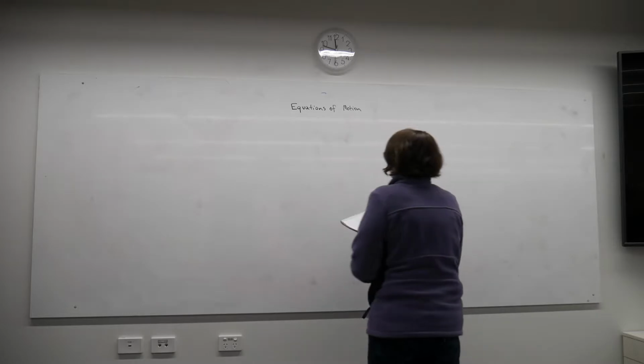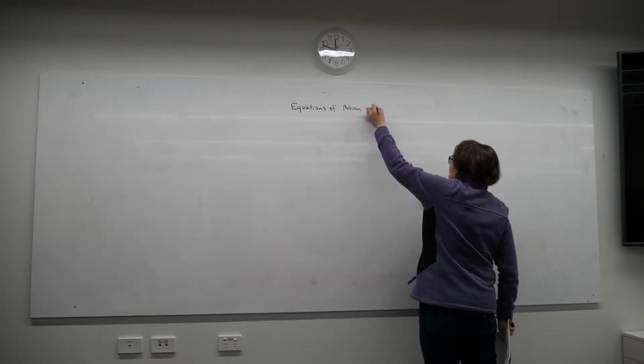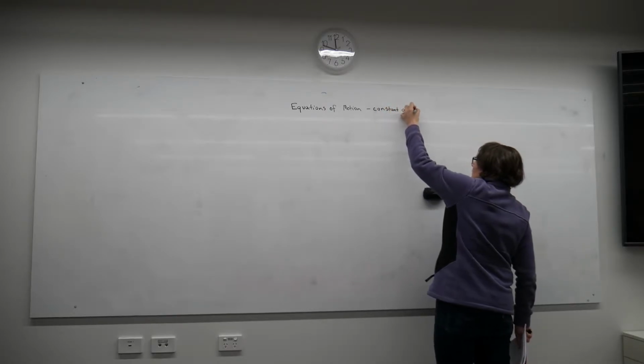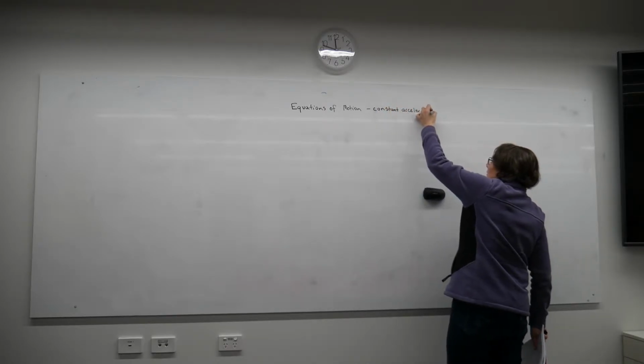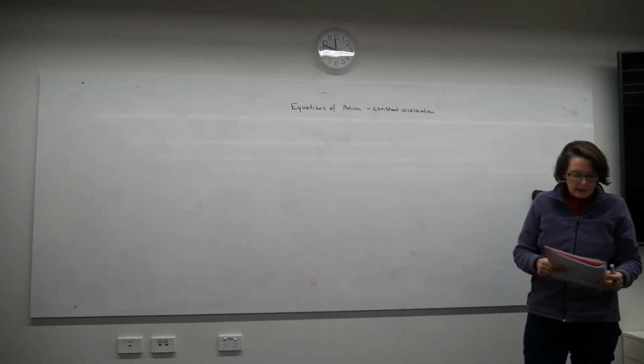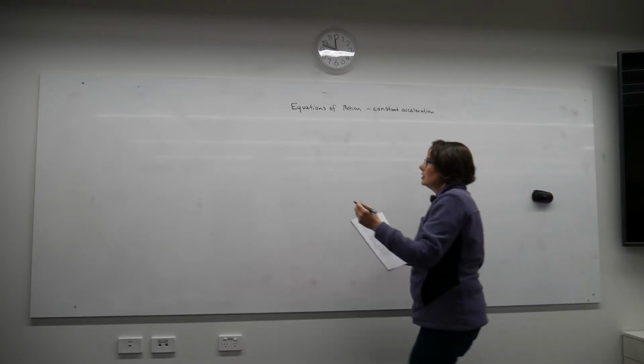We look at equations of motion. All of our equations of motion have one thing that we have to remember: it's constant acceleration. These equations don't work for variable acceleration. And we have three equations.